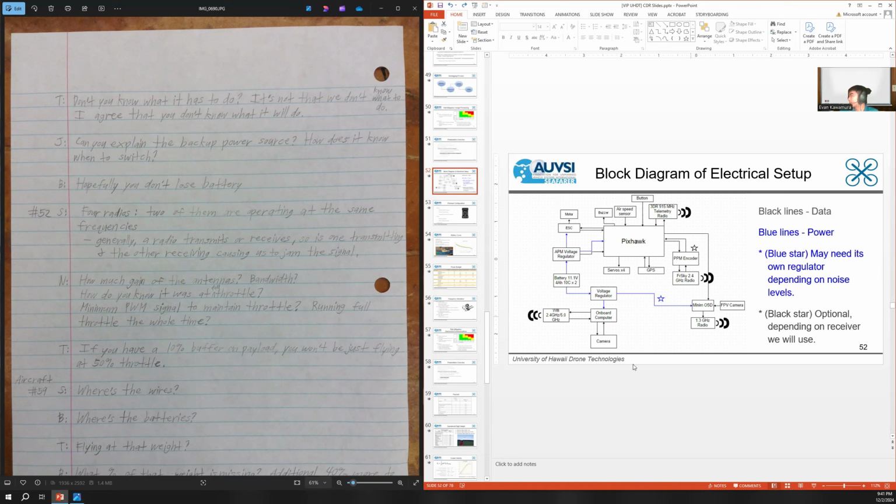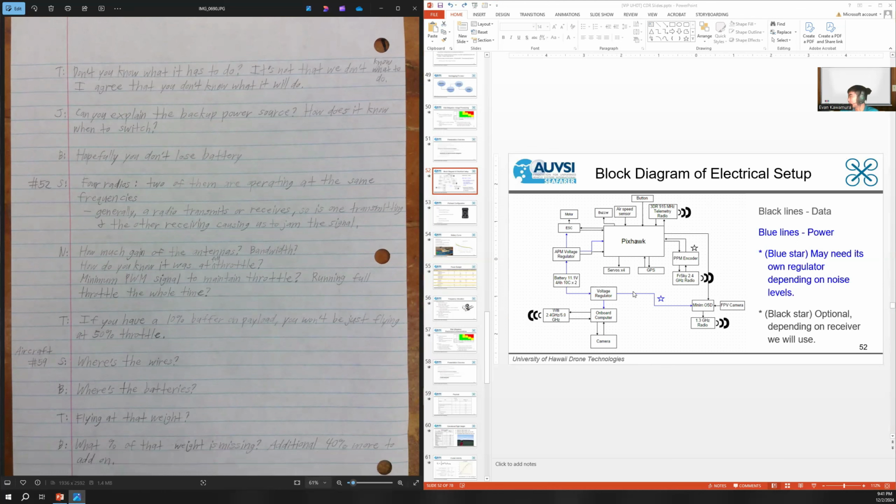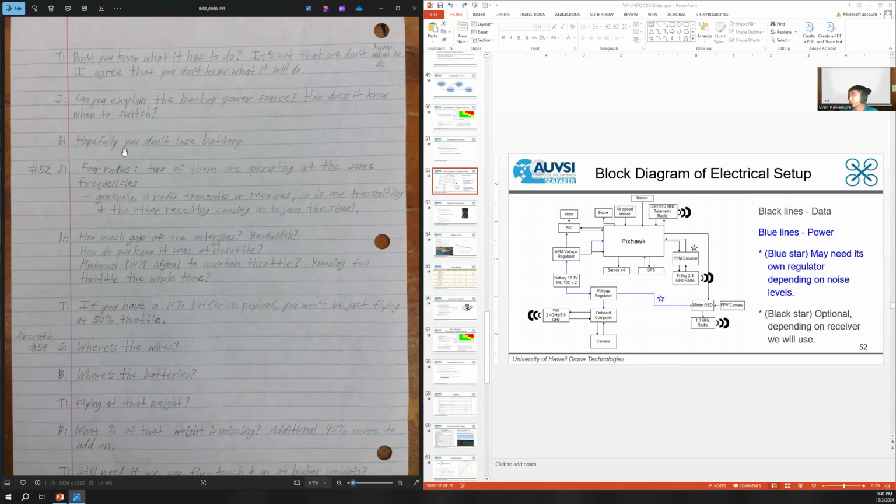Yeah, so somewhere when we were presenting this slide, one of my teammates mentioned the backup power source, but I don't know if we mentioned how it explicitly knows when to switch. Yeah, I'm not sure. And then we had another comment: hopefully we don't lose battery, because I think we just had one big battery at the time. It'd be this one right here.